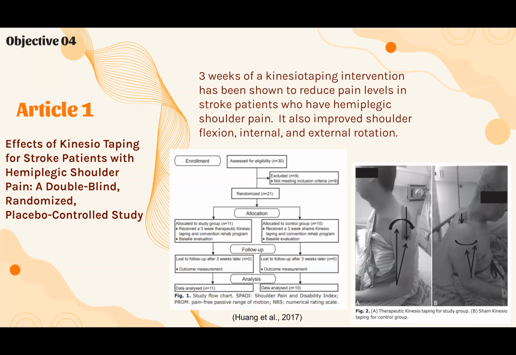The researchers found that after 3 weeks of kinesio taping intervention, pain levels reduced in stroke patients who have hemiplegic shoulder pain. It also improved shoulder flexion and shoulder internal and external rotation in the stroke patients. The overall conclusion of this study support the use of KT tape in stroke patients with hemiplegic shoulder pain for increasing mobility and decreasing pain. The photo you see at the bottom right of the screen shows the kinesio taping method for the study group on the left and the sham taping for the control group on the right.